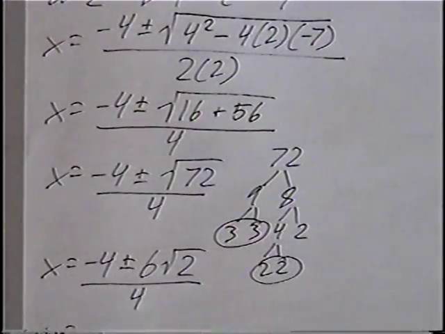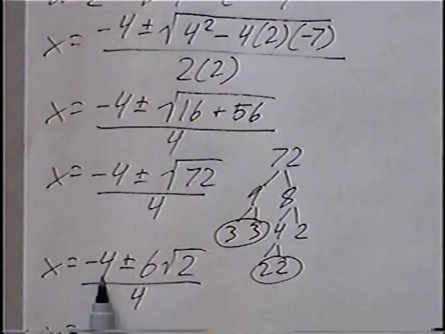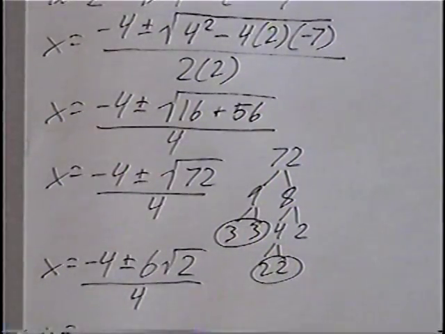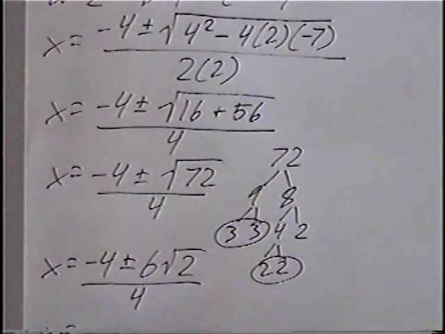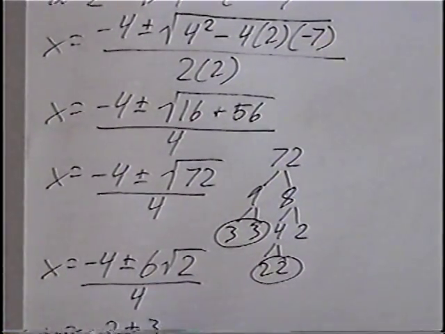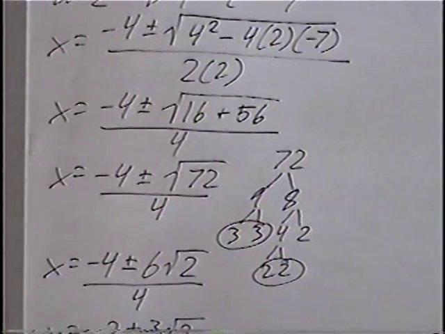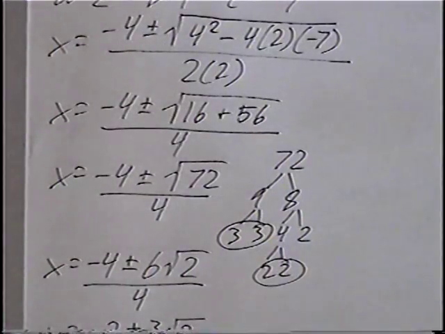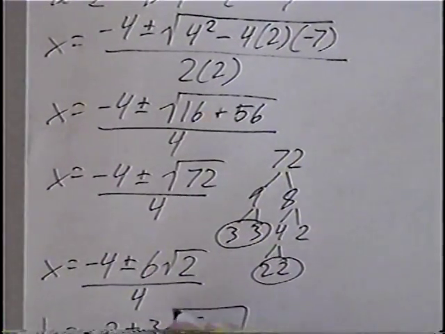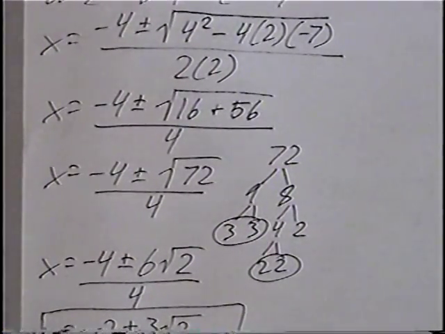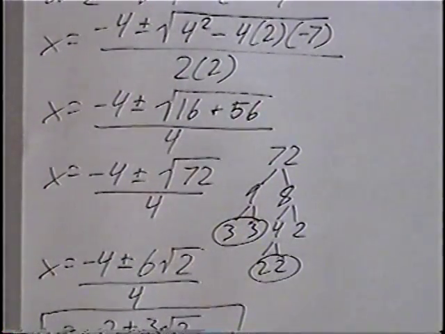For our final answer, we can't add or subtract a square root to a number, but what we can do is reduce fractions. Each of these 3 numbers outside the square root can be divided by 2. So negative 4 divided by 2 would be negative 2. 6 divided by 2 would be 3. The number inside the square root stays the same. And 4 divided by 2 would be 2. So our final answer in radical form would be negative 2 plus or minus 3 square root 2 divided by 2.